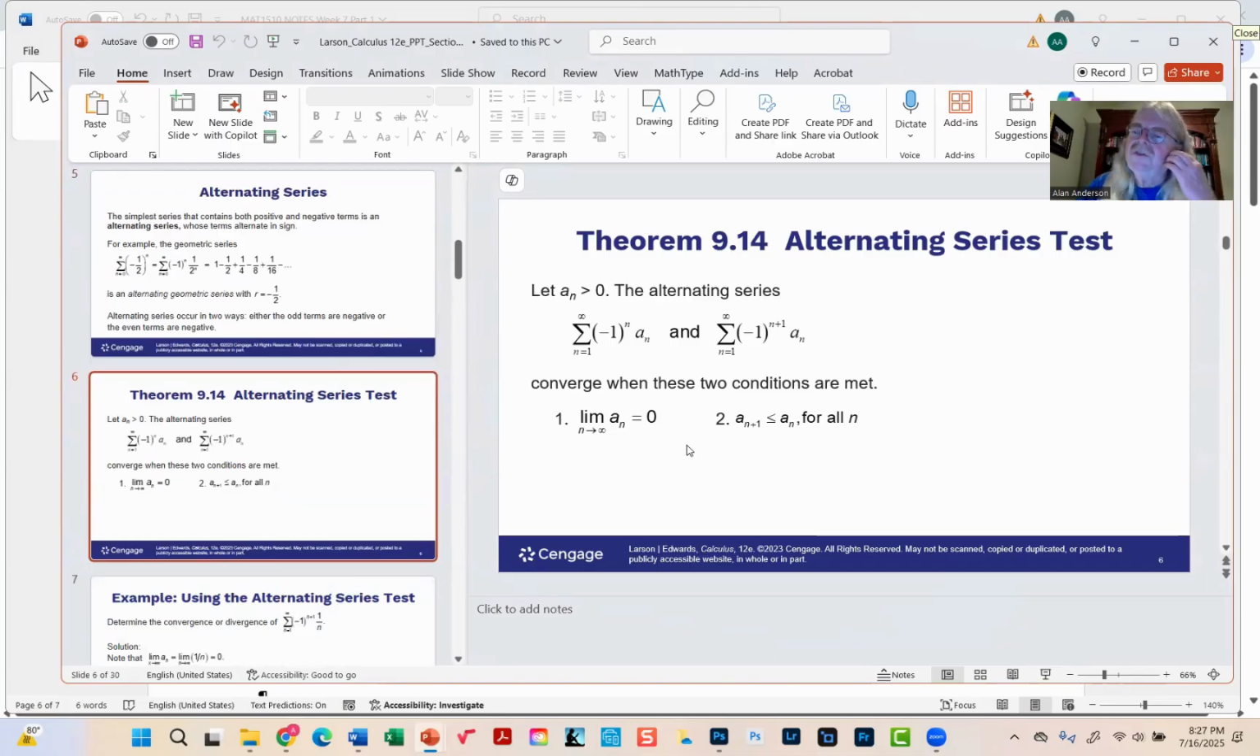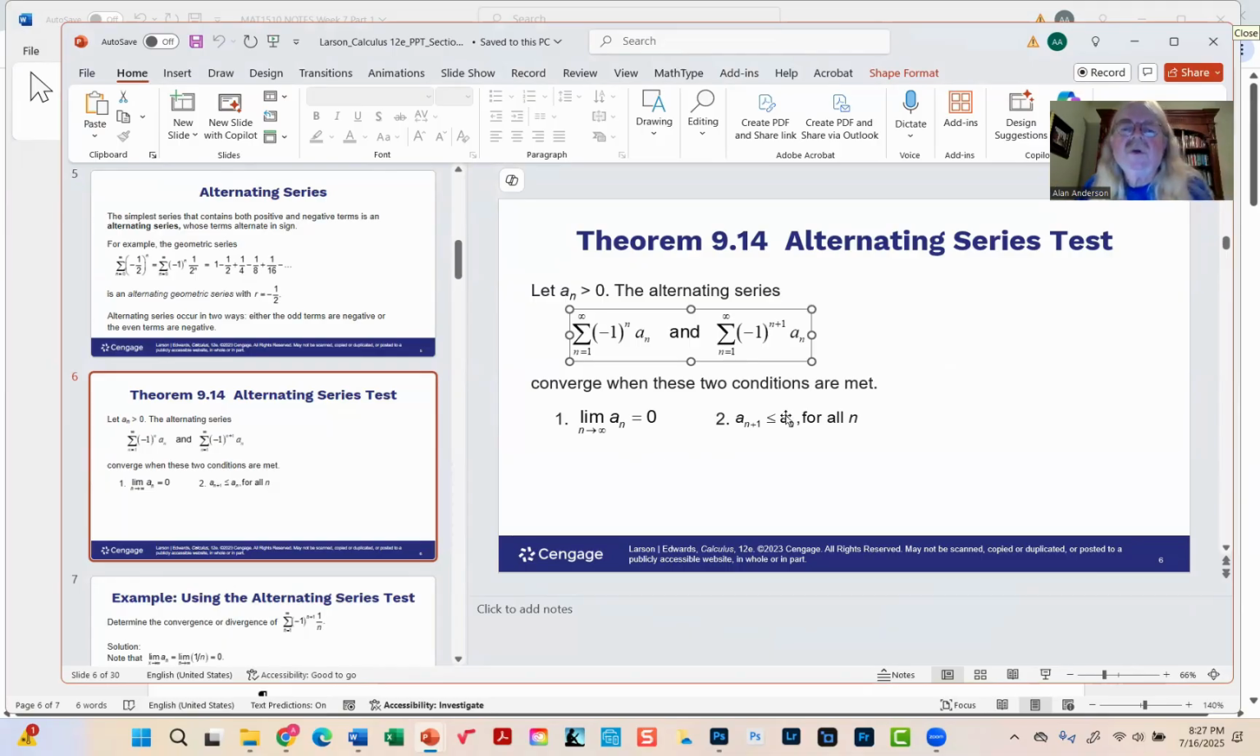Now, there's two different ways we could have this. In the one on the left, every other term is negative, but it starts negative. In the one on the right, every other term is negative, but it starts positive. So, as long as every term a_n is strictly positive, these two alternating series will converge when two different things are true. Number one, the limit of the nth term is zero, and that's always been true.